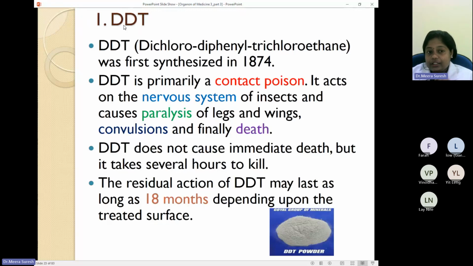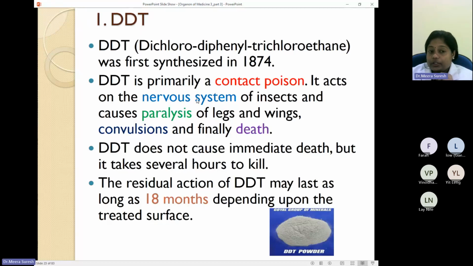So the first one is DDT or dichloro diphenyl trichloroethane. Remember this chemical name of DDT, and this was first synthesized in 1874. But in the next slide, you will see that another insecticide, HCH, was discovered even before DDT. But even now, it is DDT that is more prevalent than any other insecticide, though many of the organisms have grown resistant to it, that's also true.